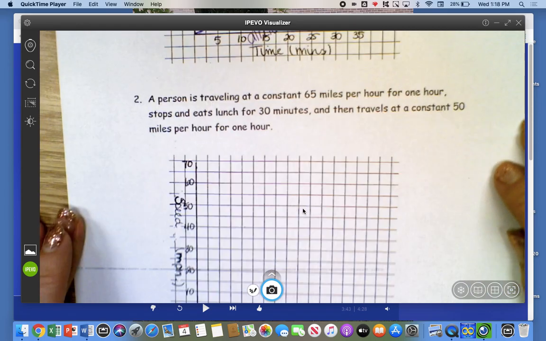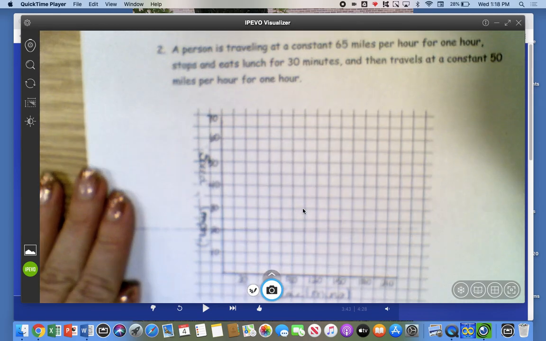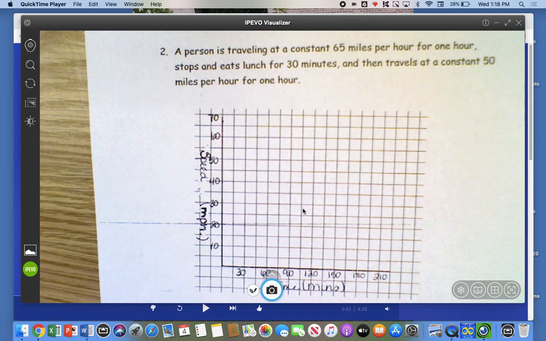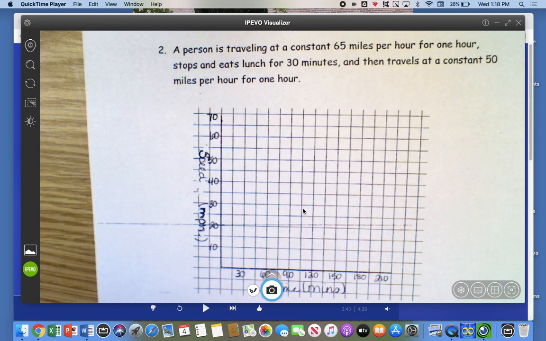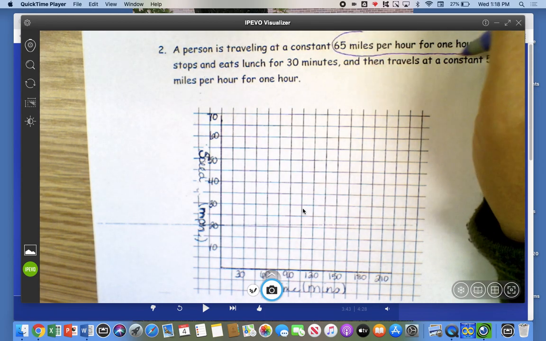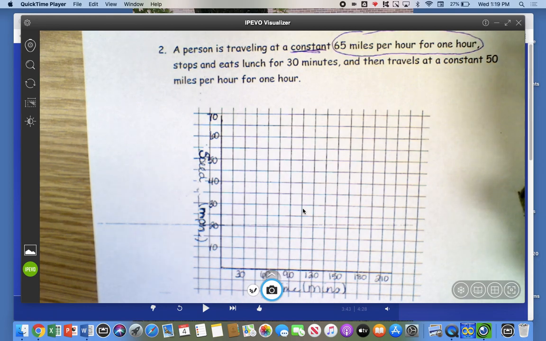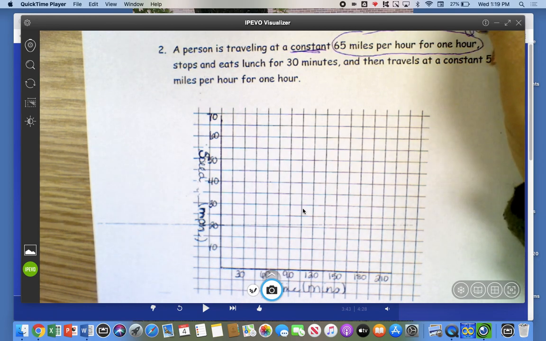And then our second graph today is a speed versus time. Words are in there. There we go. So we have a person traveling at 65 miles per hour for an hour. It doesn't give us a speed, we're just going 65 miles per hour for an hour. So it's a constant. That means it's staying at 65 for 1 hour, which is 60 minutes.